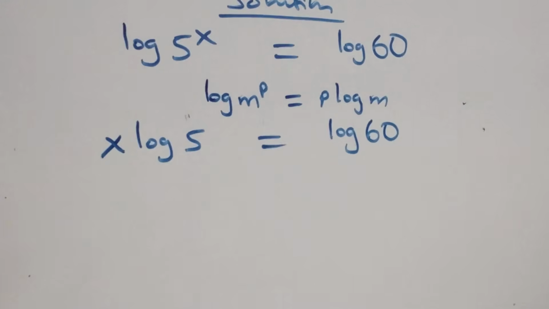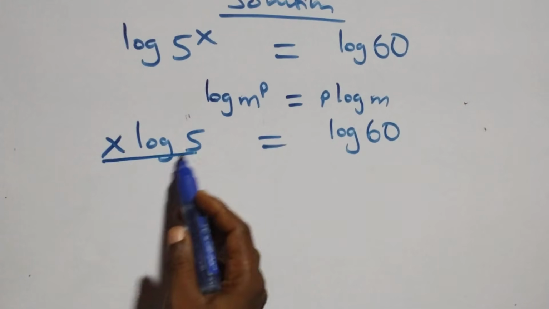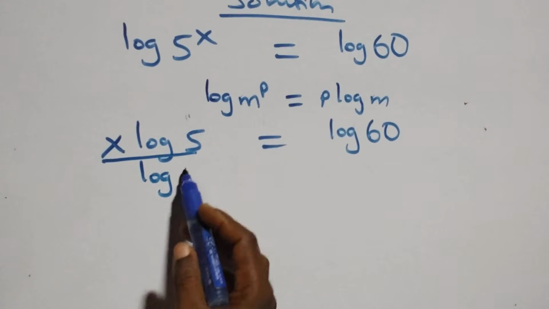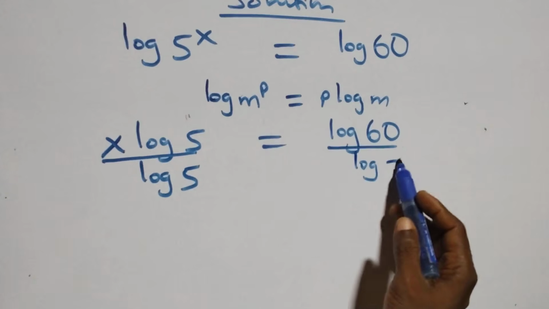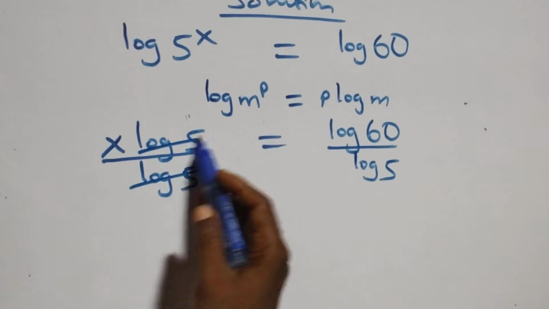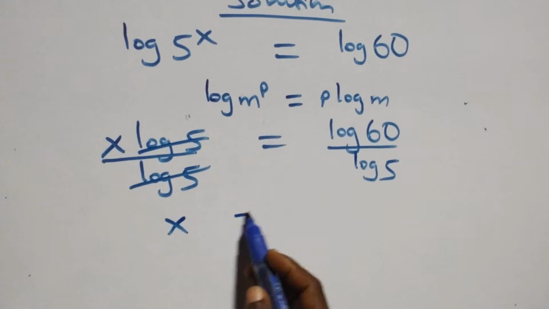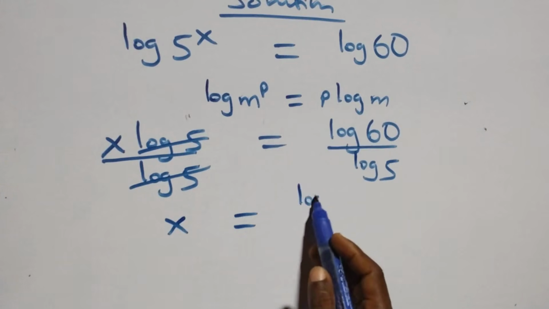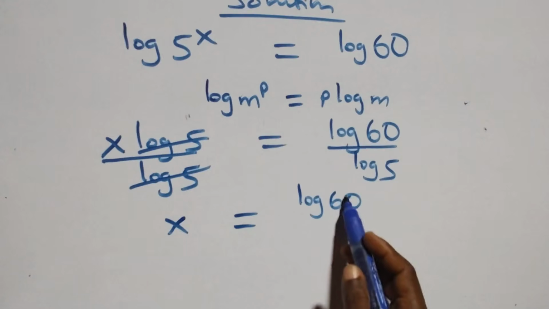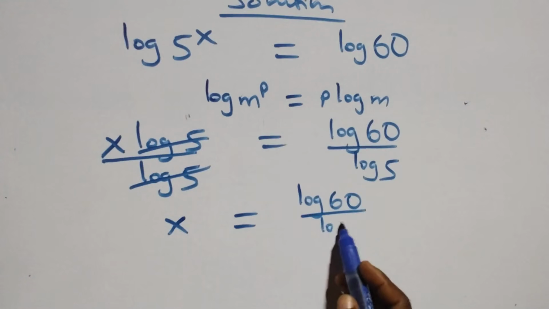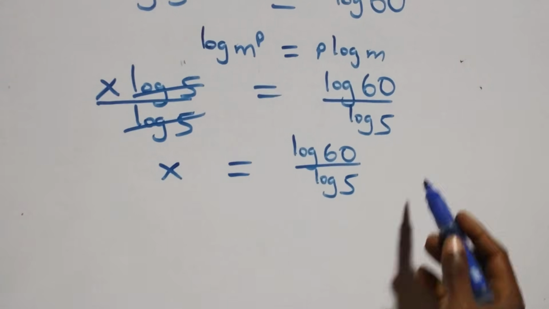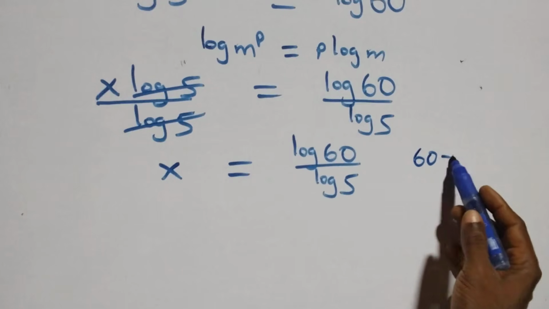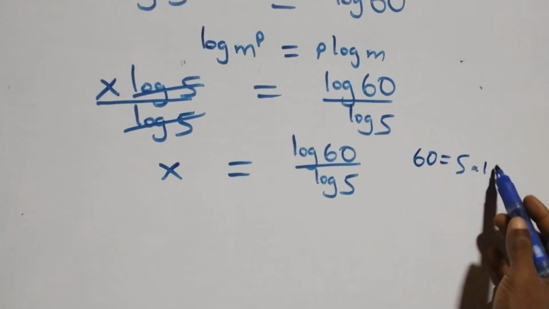The next step here, divide both sides by log 5. That is, divide this side by log 5, and also divide this side by log 5, which implies that log 5 cancel each other. And we have x equals log 60 over log 5. The next step here, you can write 60 as 5 times 12.